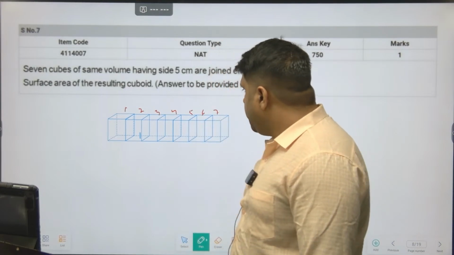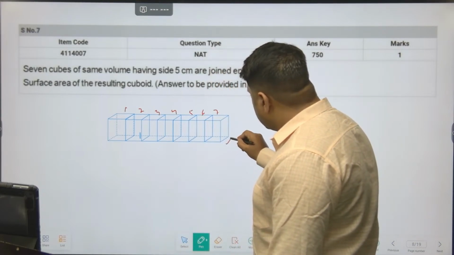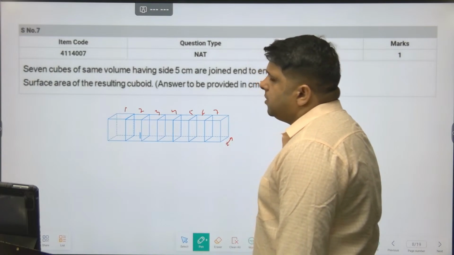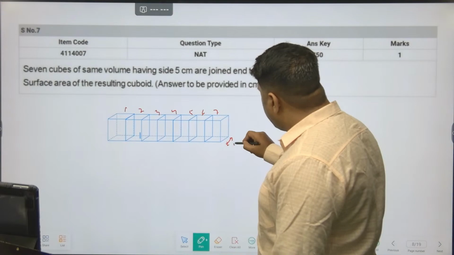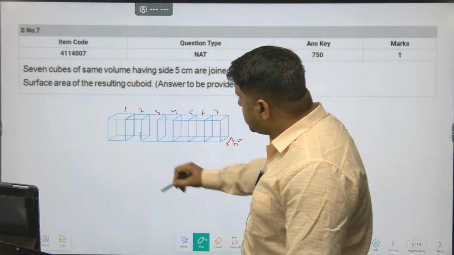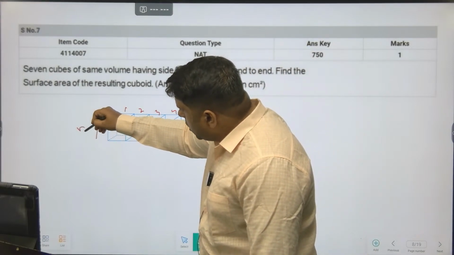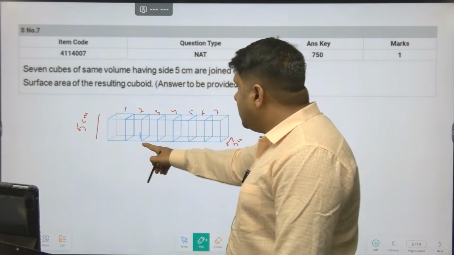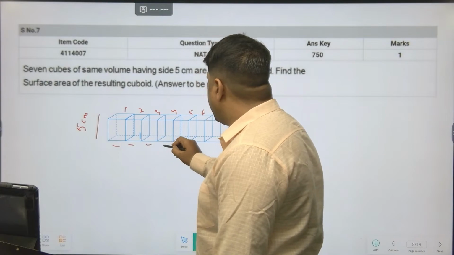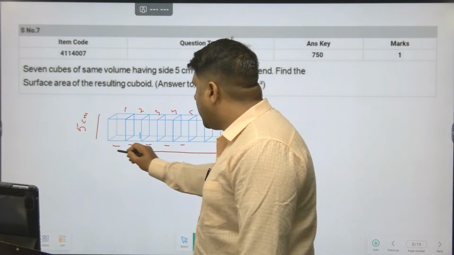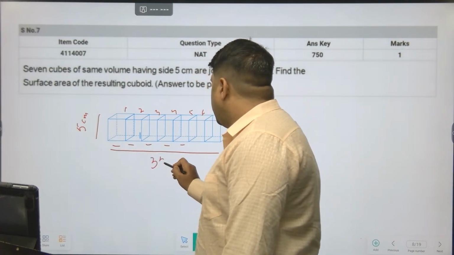Now here this length, if you see, is staying the same, it is not changing. Earlier it was a cube, so it is 5 centimeter. And if you see, their height is also 5 centimeter, but their length is getting increased. So length, this is 5, this is 5, this is 5, 5. So 7 into 5 will be equal to 35 centimeter.